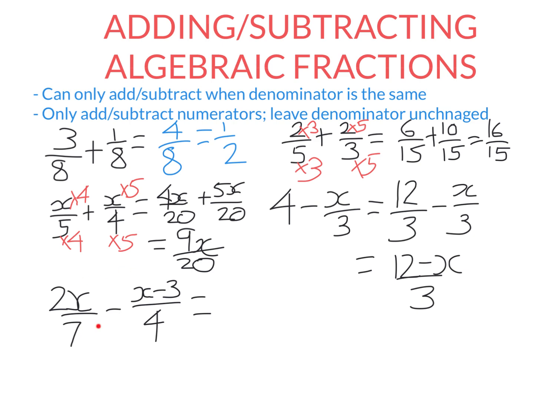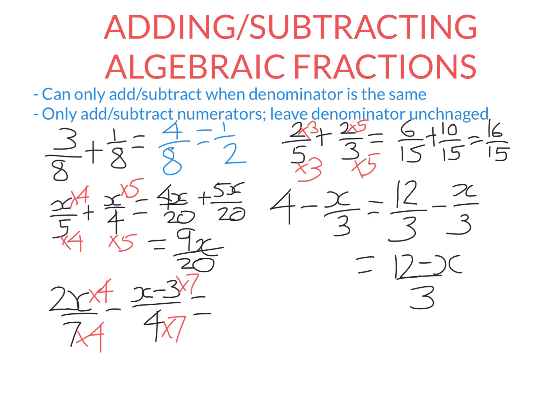All right, how would I do this? This one's a little bit harder because of the x minus 3 there. So it is the same idea that we have to get denominators the same. So the lowest number divisible by 7 and 4 is 28. So I need to times that by 4 to get to 28, times by 7 to get to 28. So if I times the bottom by 4, then I need to do the same to the top. Whatever you do to the bottom, you must do to the top.